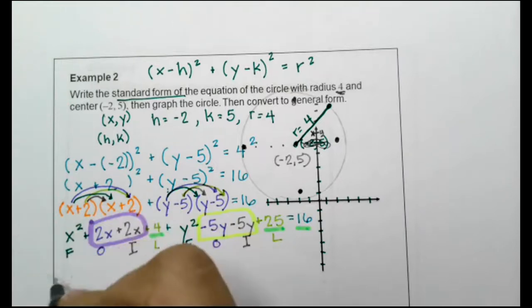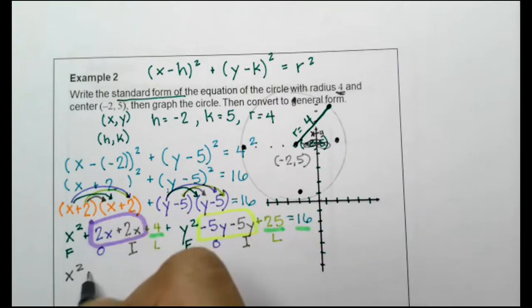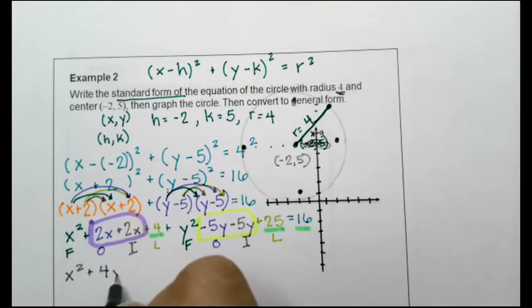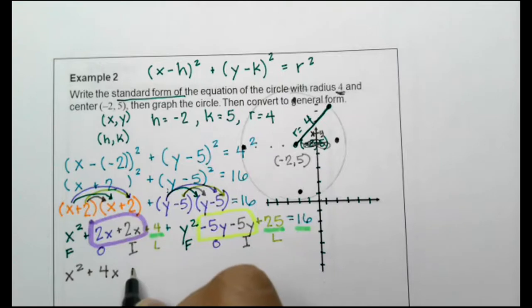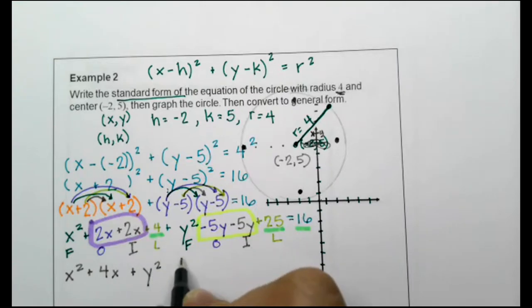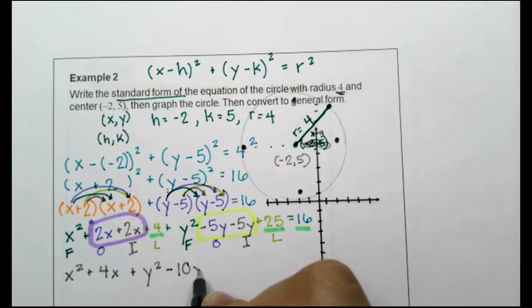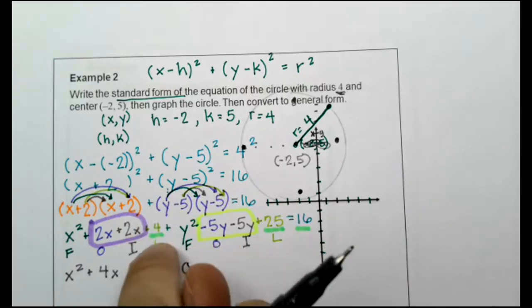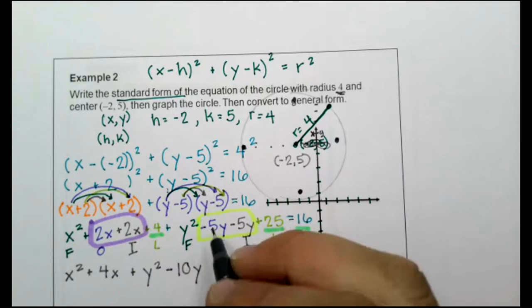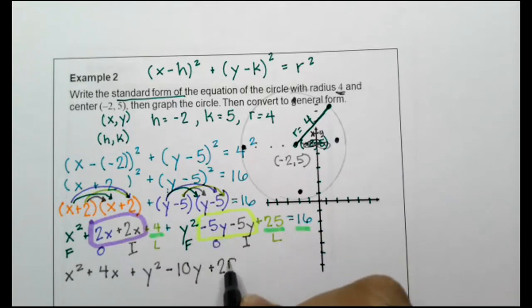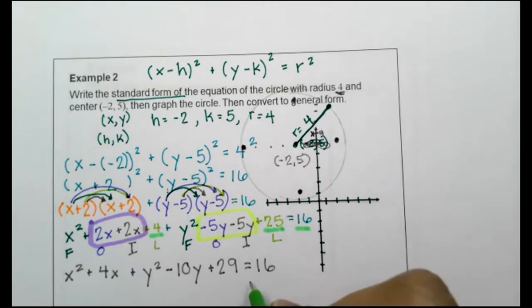So we have x squared, because there's nothing to combine that with, plus 4x plus y squared, nothing to combine that with, minus 10y. And now I'm going to add the 4 to the 25 and get 29 equals 16. Okay. And then I'm going to move that 16 over.